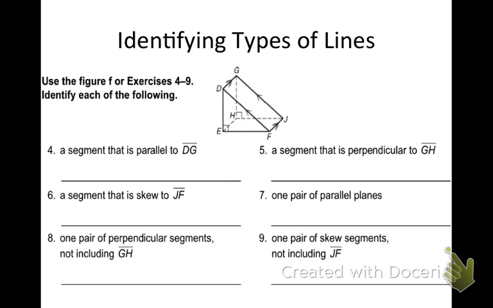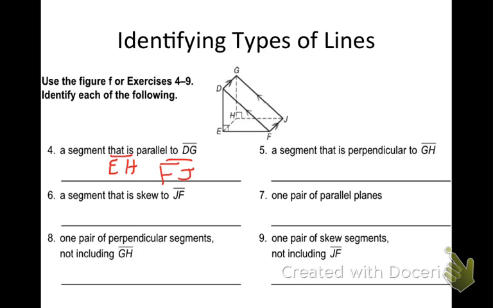So number 4, a segment that is parallel to DG. So notice, here's DG. I want a segment that is parallel to DG. Clark, what would you say? EH would be an acceptable answer. Now again, make sure you put the segment line above it. What's another acceptable answer you could say here? Anderson? FJ. Very good. Again, make sure you put the segment symbol above.